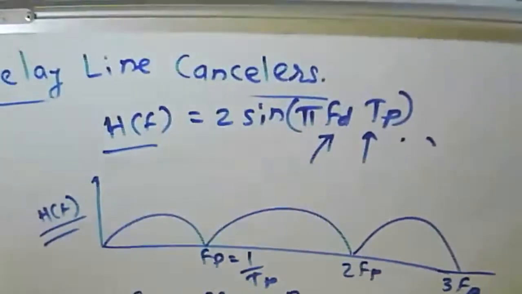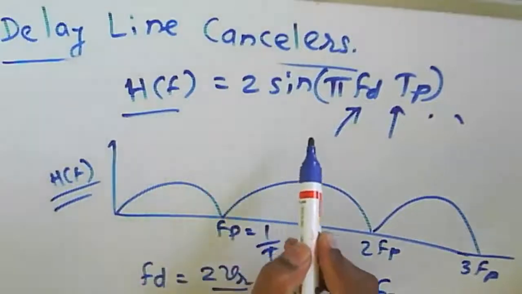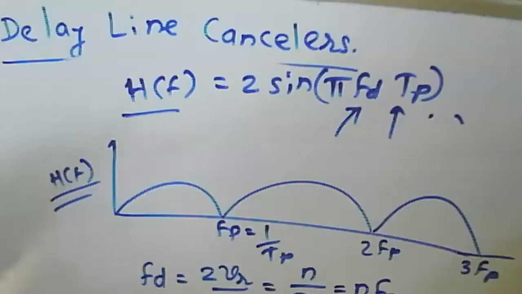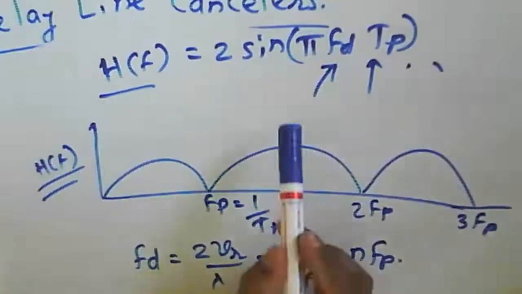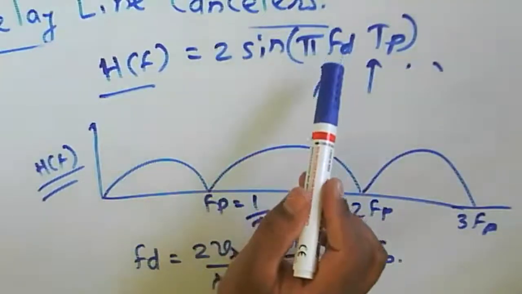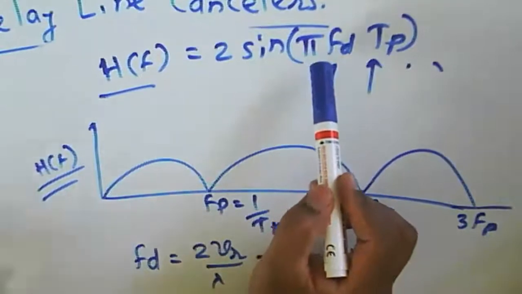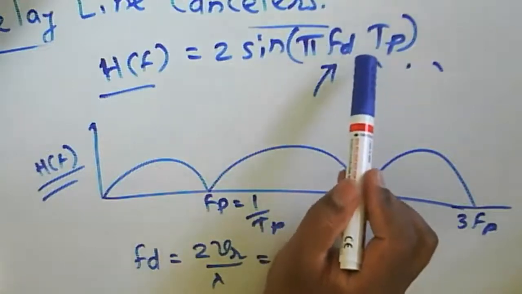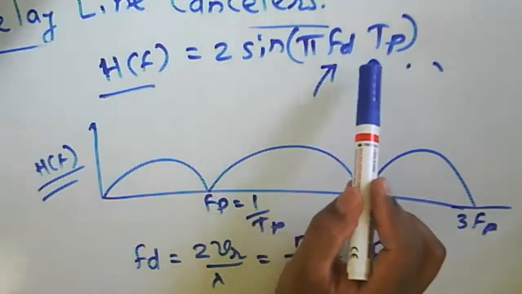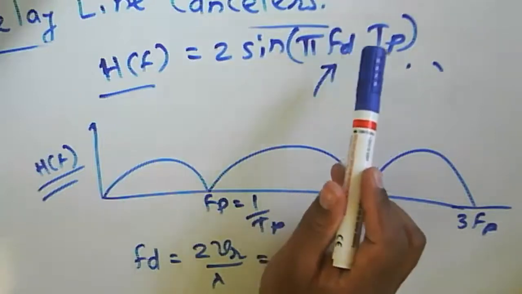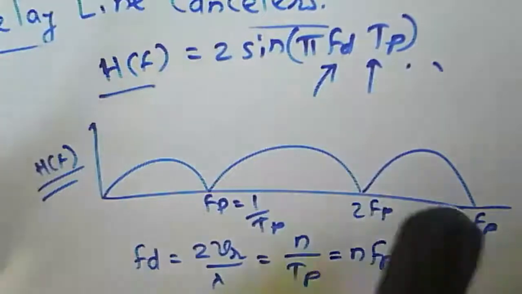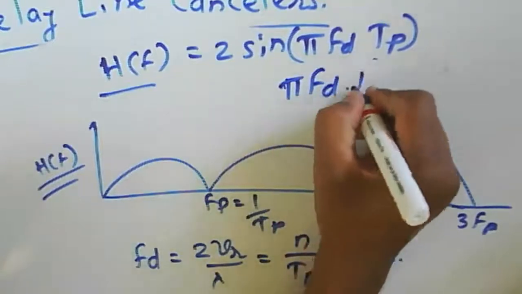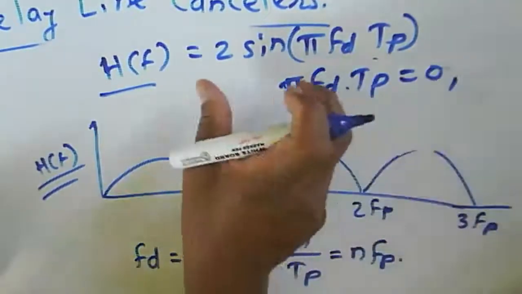Or we can say the response of that particular delay line canceller, H of f, has a magnitude of sine of pi FD TP. The delay line canceller output will be 0 when the sine of this particular term is 0. This zero occurs when pi FD TP is equal to 0, or plus or minus pi, plus or minus twice pi, plus or minus thrice pi. So if pi FD TP is such a value, then H of f will be 0.